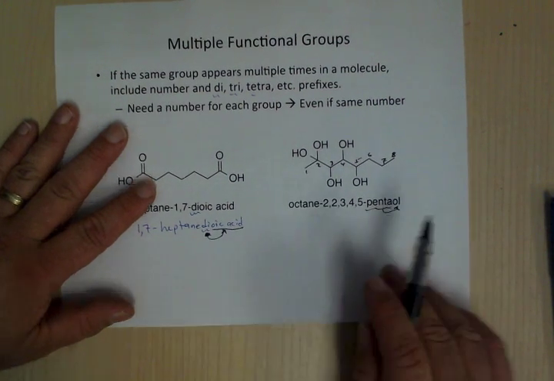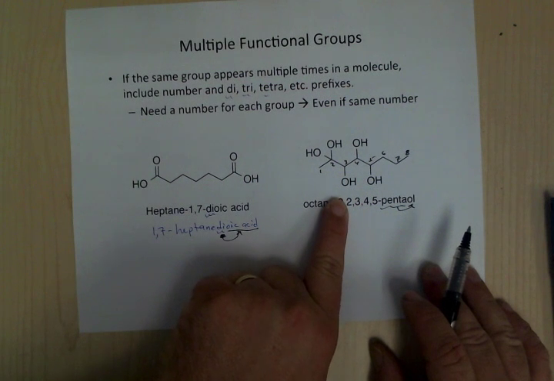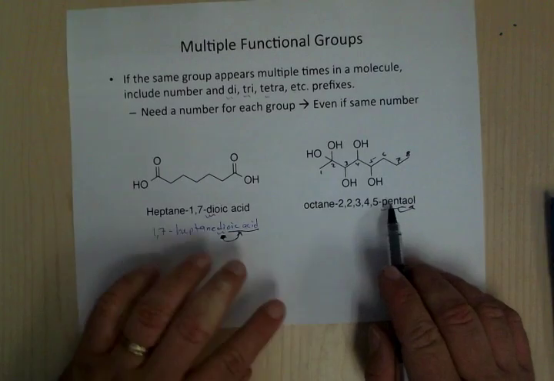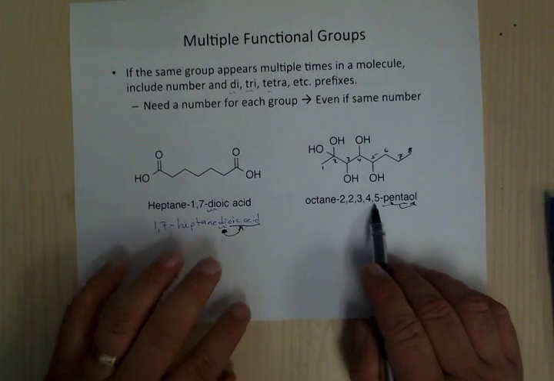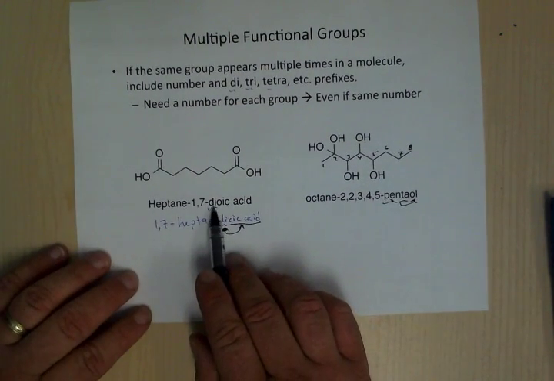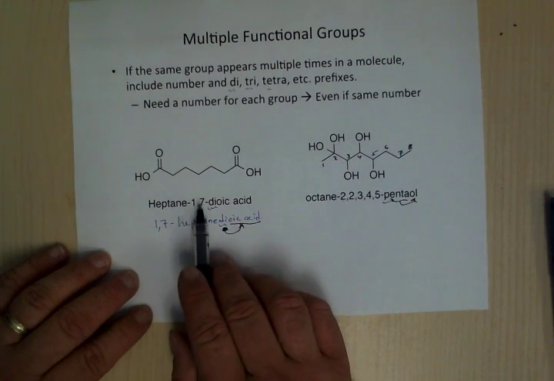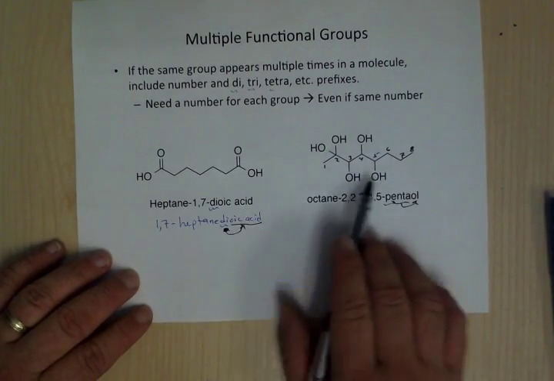So with that, again, if I were to write 2, 3, 4, 5 pentaol, I would have no idea where that 5th one was. So if I have a penta here, I need 5 numbers. And typically if a di, I need 2 numbers, even if they're the same number.